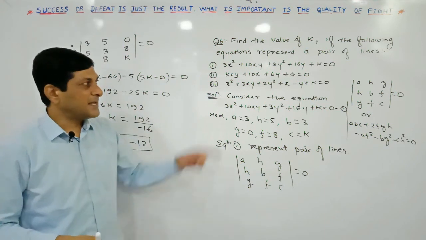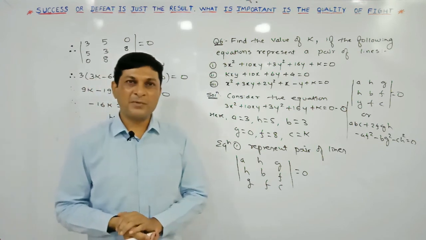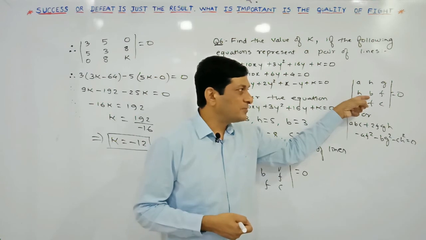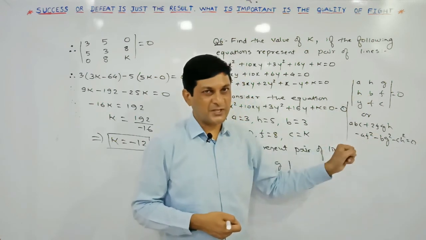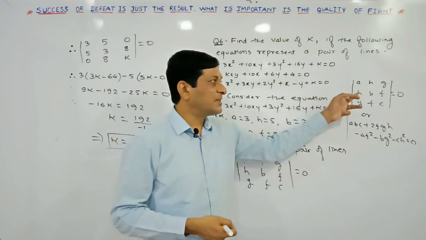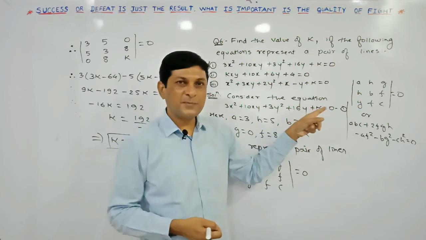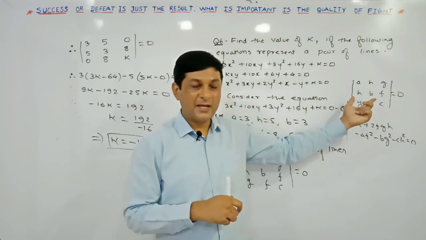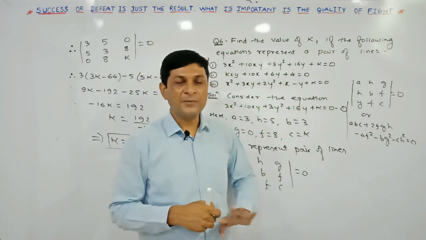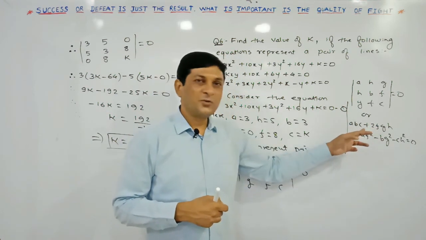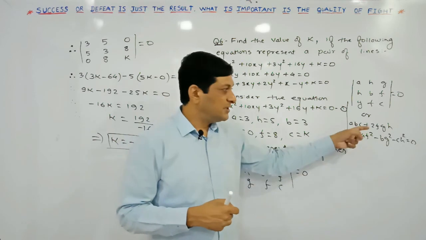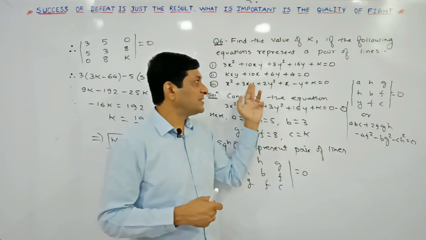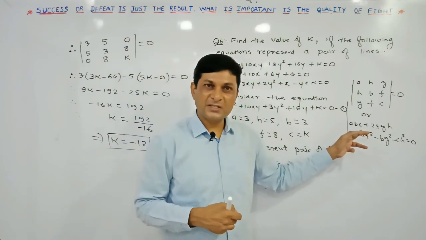Same method we are applying in example number 2 and example number 3. Here we have two choices to solve the example. Either make use of this determinant or make use of this expression. The first example we have solved using the determinant: if the general equation represents a pair of straight lines, at that time the value of the determinant, which is also called the discriminant of this general equation, is 0. Or use this condition to find our unknown value. This condition we also get by simplifying this determinant. The next two examples we will try to solve using this second condition.